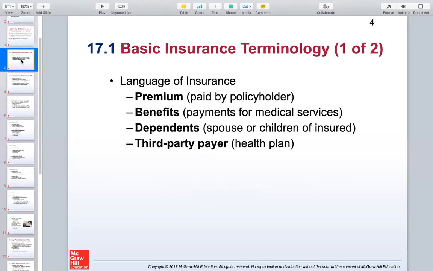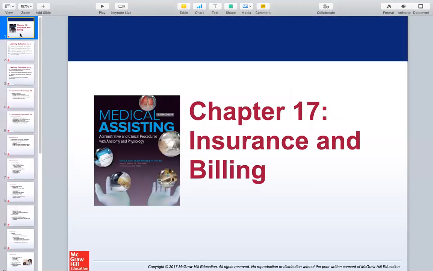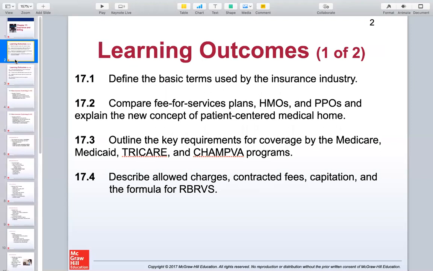So we're going to wrap up this class with chapter 17, and chapter 17 is basically just insurance and billing. Okay, so we'll go over the different terms used by the insurance companies and in the insurance industry as a whole. We'll discuss the differences between fee-for-service plans, your HMO plans, PPO plans, and then of course understanding the new concept of patient-centered medical home, and also just the medical care provided.